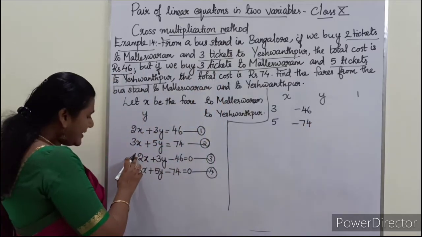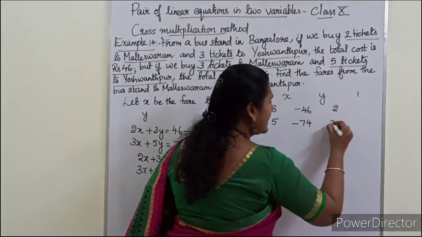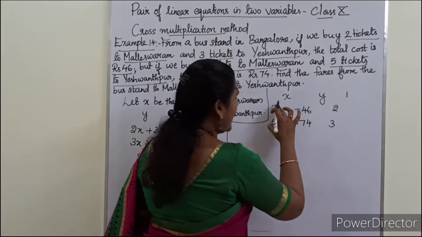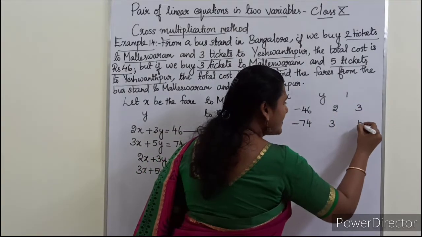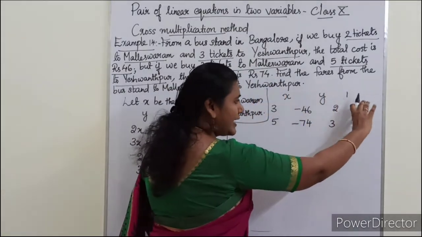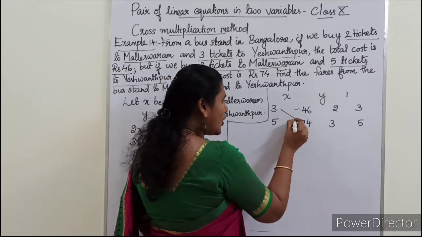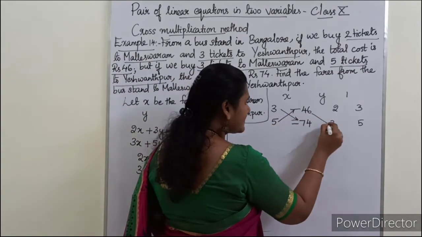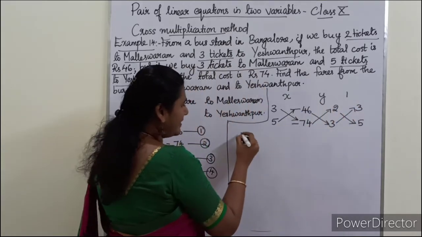Then we have to write the coefficients of x, that is 2, 3. Then again we have to write the coefficients of y. So we start with the coefficient of y and the ending also should be with the coefficient of y. Now we have to draw the arrow marks. Now we will write the ratios.